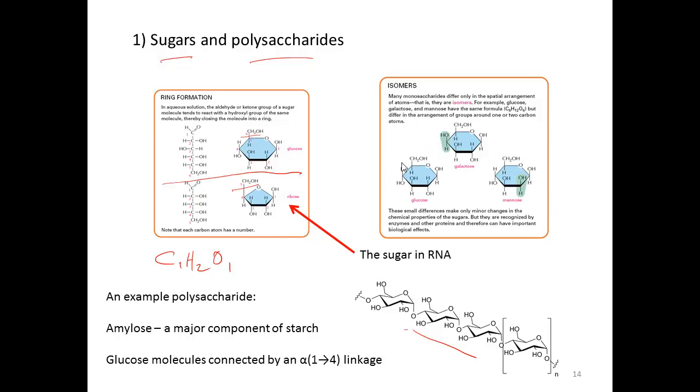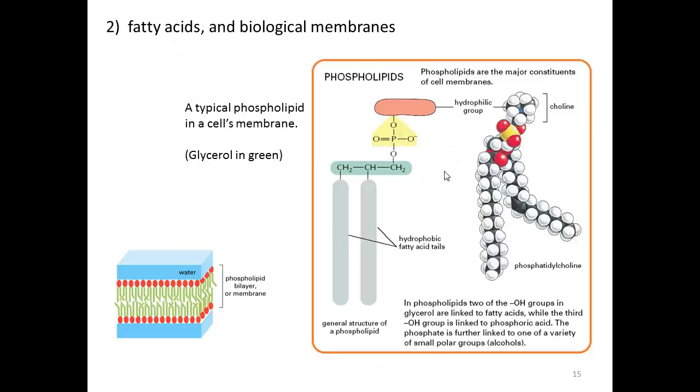The stereochemistry of the hydroxyl groups is very important for sugar function and utility. In this example, comparing glucose and galactose, the only difference is the stereochemistry at this carbon. But this greatly changes what metabolic pathways galactose can take part in.